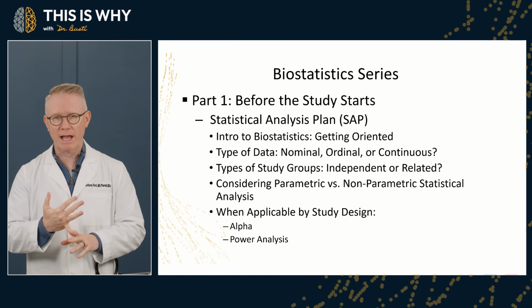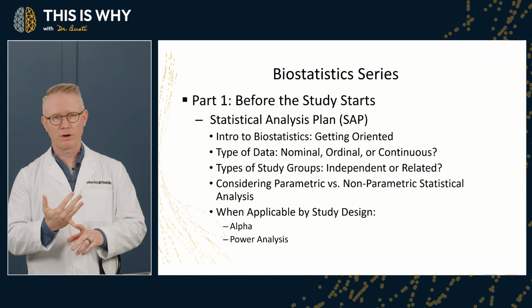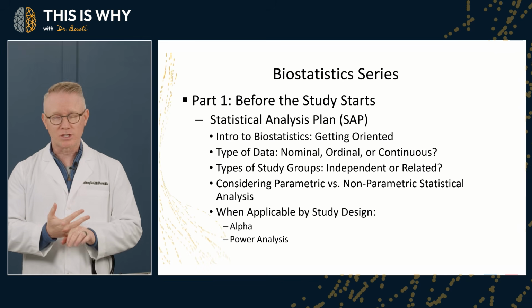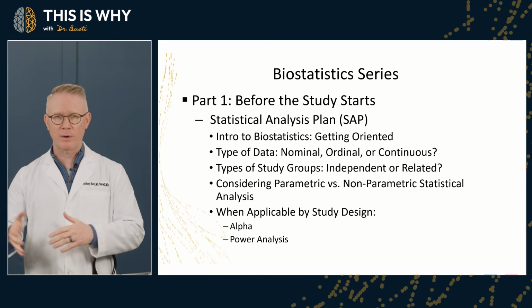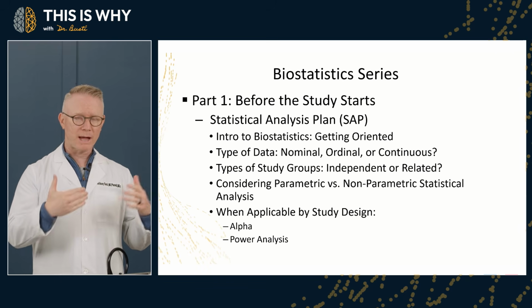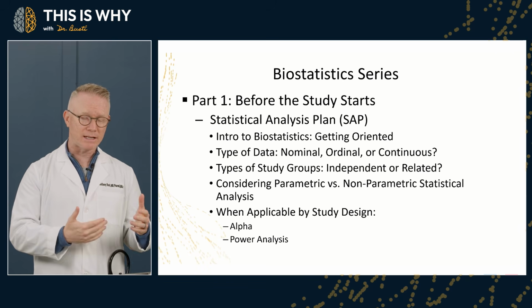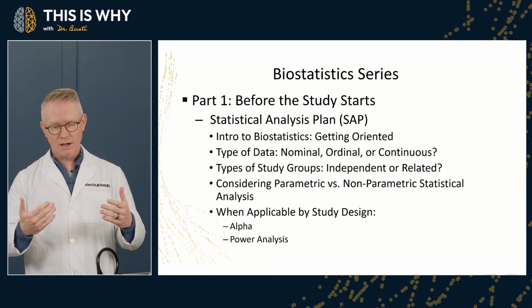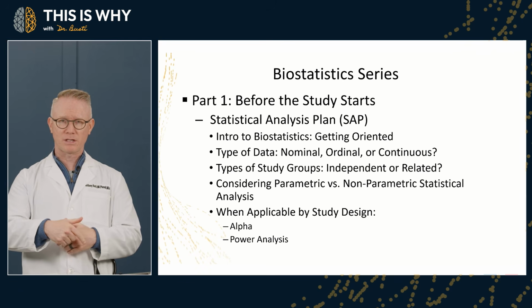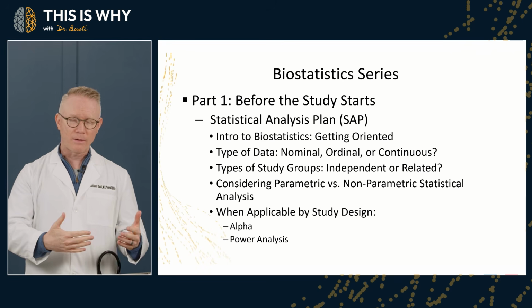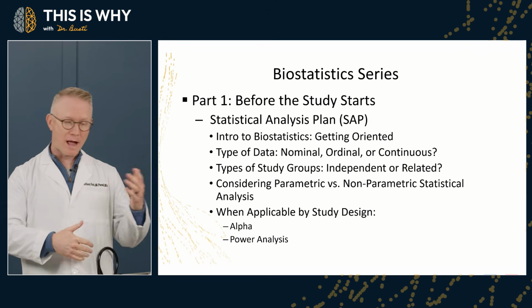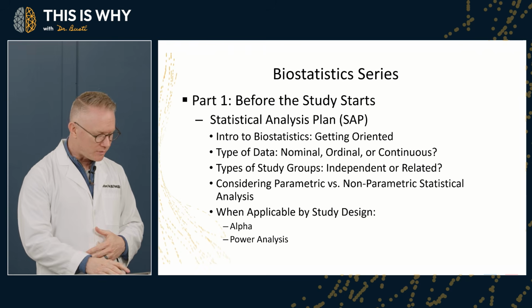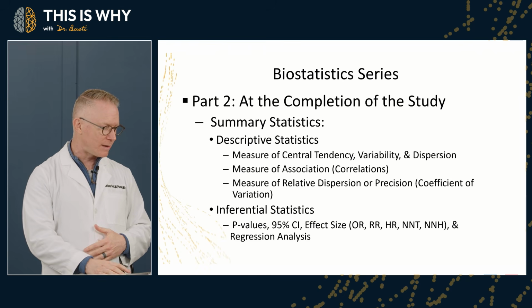Things about what type of data am I dealing with, nominal, ordinal, continuous? What type of study groups do I have? Are they independent or related? Considering what type of statistical analysis and type of data do I think I'm going to need, parametric, non-parametric analysis. And then if I plan to do inferential statistics, I need to consider alpha, our risk for making a type 1 error, power analysis, right? Our risk for avoiding making a type 2 error.